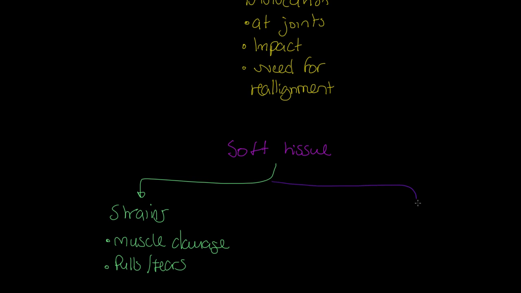And then secondly, we're interested in the idea of a sprain. Now, of course, strains and sprains sound extremely similar, but a sprain is specifically ligament damage, okay? So make sure you can differentiate between these two types of soft tissue injuries.